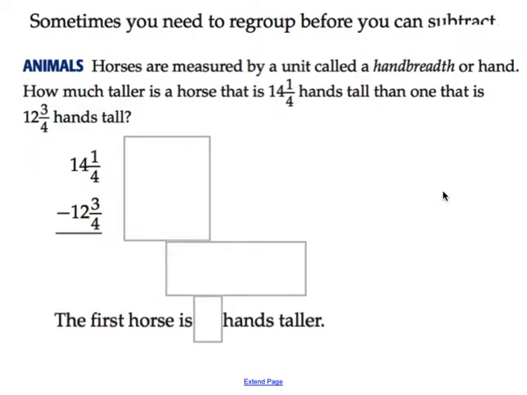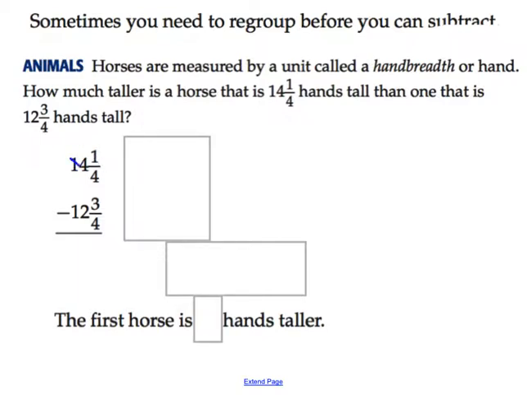Sometimes we have to regroup before we can subtract our numbers. Here's an example. It says horses are measured by a unit called a handbreadth or hand. How much taller is a horse that's 14 1/4 hands tall than one that is 12 3/4 hands tall? So we want to subtract these numbers, but if you look at the fraction part, I cannot take away 3/4 from 1/4. I don't have enough fourths to take away.